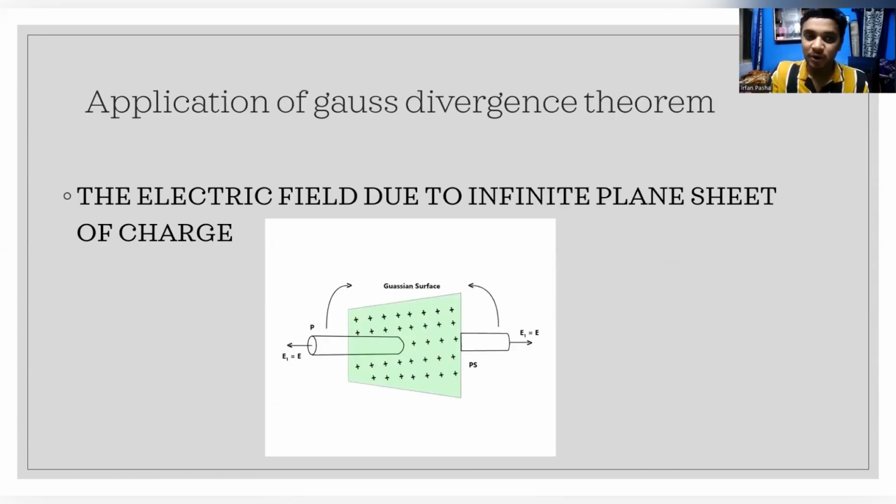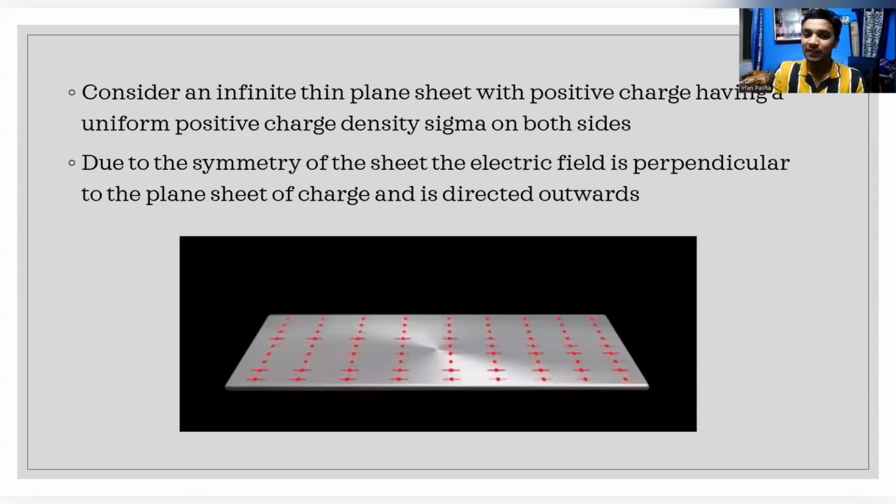Okay. Jumping on to the last section, that is the application of Gauss divergence theorem. So, where do we find the application of Gauss divergence theorem? One of its applications is the electric field due to an infinite plane sheet of charge. Let us consider an infinite thin sheet, which is highly malleable and beaten to a very thin sheet, which consists of positive charge and has uniform positive charge density sigma on both sides.